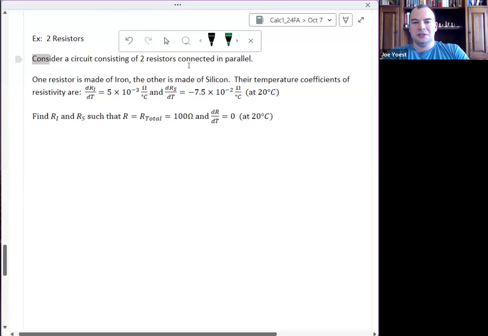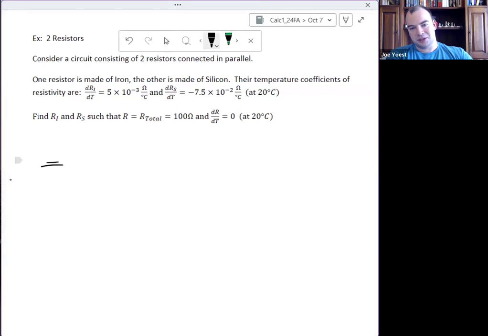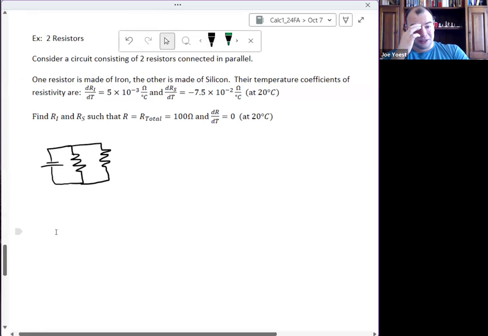Okay, so let's consider this example where you have two resistors connected in parallel. We have a similar circuit as up above, and here we have two resistors that are made of different materials. One's made of iron, the other's made of silicon. Iron, of course, is a metal and silicon a semiconductor.